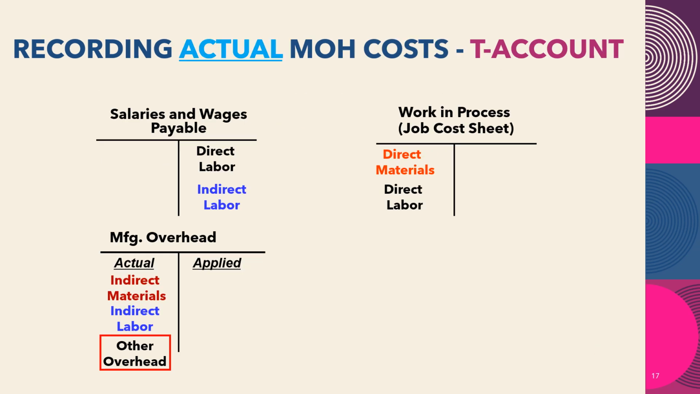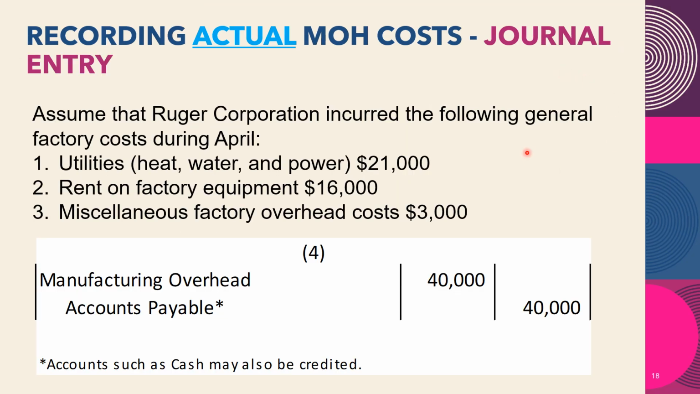Here is the T account for recording other overhead. When other overhead is incurred, you will debit manufacturing overhead by the actual amount. Assume that Rogers Corporation incurred the following general factory costs during April. Number 1, utilities, including heat, water, and power for $21,000. Number 2, rent on factory equipment of $16,000. Number 3, miscellaneous factory overhead costs of $3,000.